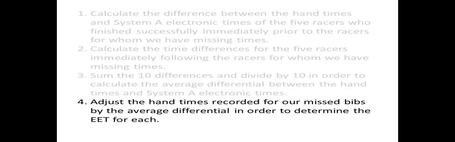First, calculate the difference between the hand times and System A electronic times of the 5 racers who finished successfully immediately prior to the racers for whom we have missing times. Second, calculate the time differences for the 5 racers immediately following the racers for whom we have missing times. Third, sum the 10 differences and divide by 10 in order to calculate the average differential between the hand times and System A electronic times. The fourth step is to adjust the hand times recorded for our missed bibs by the average differential in order to determine the EET for each.